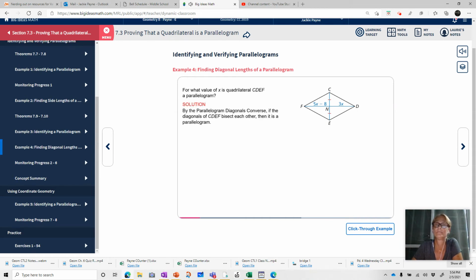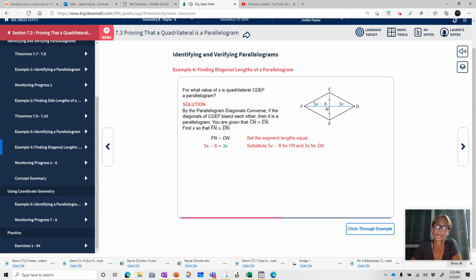Solution. By the parallelogram diagonals converse, if the diagonals of CDEF bisect each other, then it is a parallelogram. You are given that segment CN is congruent to segment EN. Find x so that segment FN is congruent to segment DN. Set the segment lengths equal. So, FN equals DN. Then substitute 5x minus 8 for FN and 3x for DN.